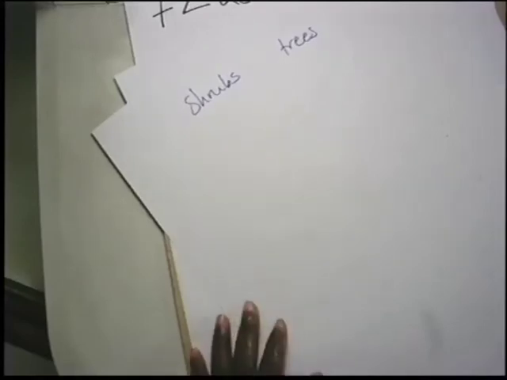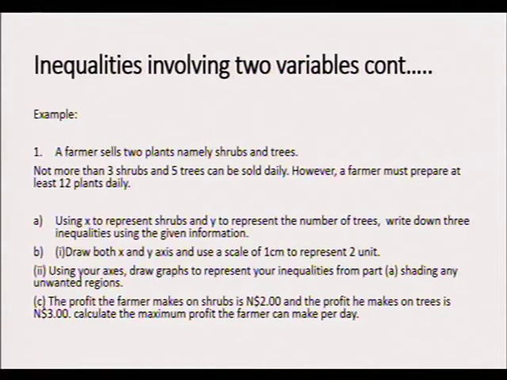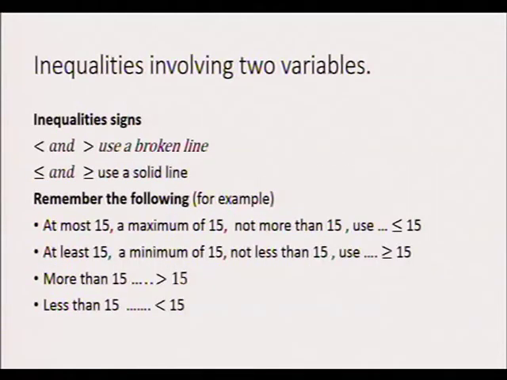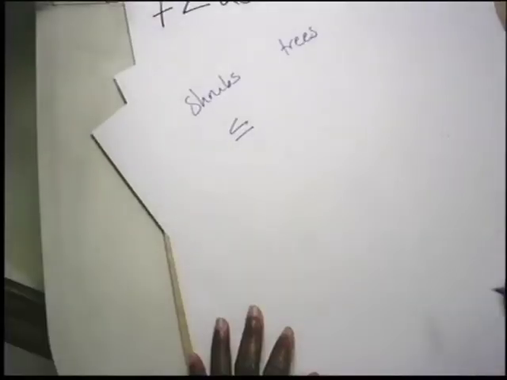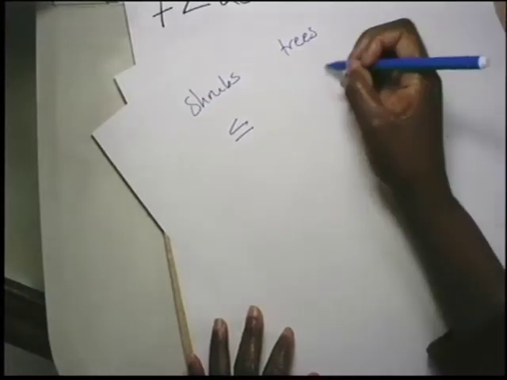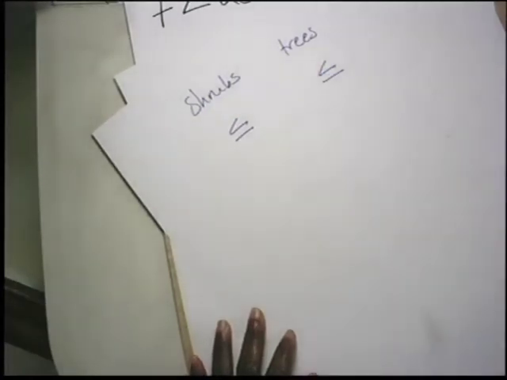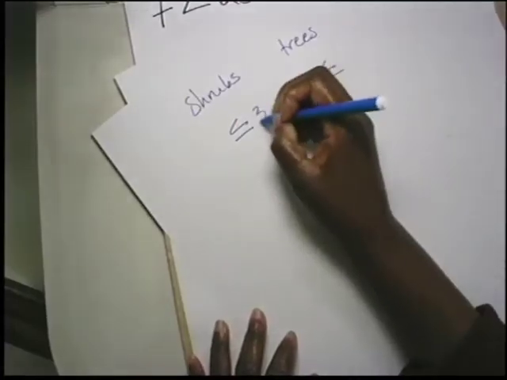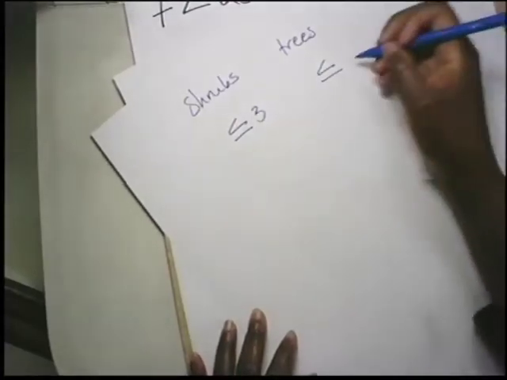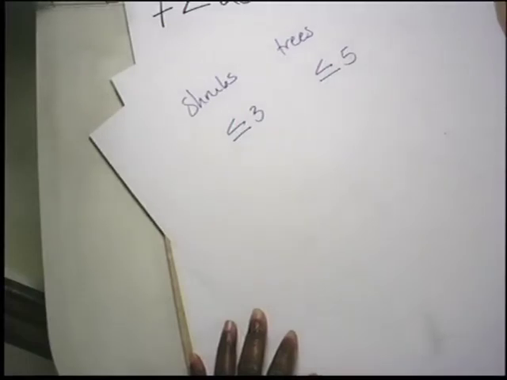Not more than 3 shrubs and 5 trees can be sold daily. If you look back there, not more than, we use this type of operation. Not more than 3 and not more than 5. So then we have to use that inequality. Not more than 3 shrubs and not more than 5 trees can be sold daily.